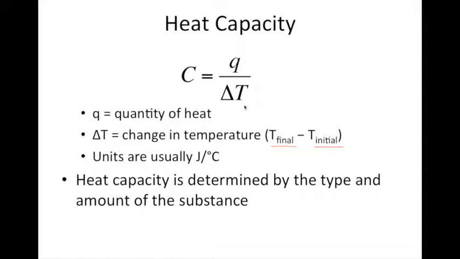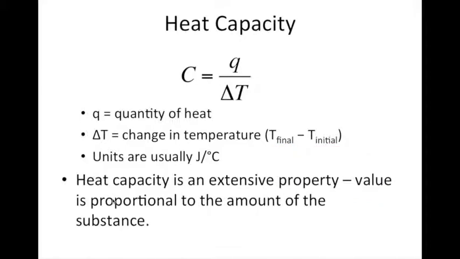So the heat capacity is determined by the type and the amount of substance. The type, meaning whether the substance is made of copper or iron or aluminum, and the amount of the substance. Is it 1 kilogram, 2 kilograms, etc.? Heat capacity is what we call an extensive property. The value is proportional to the amount of the substance. So extensive properties depend on the amount of substance present.